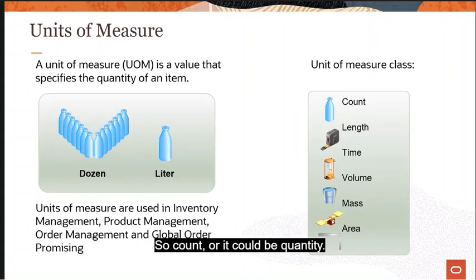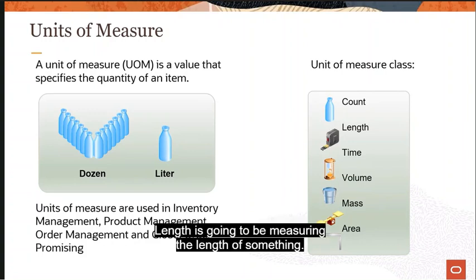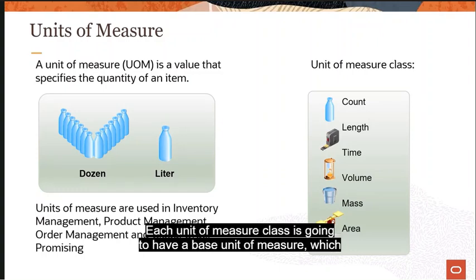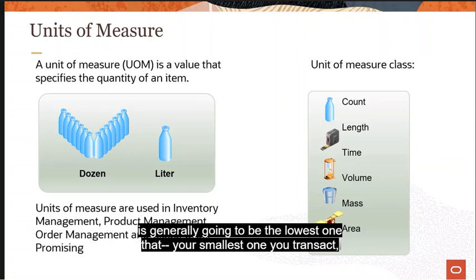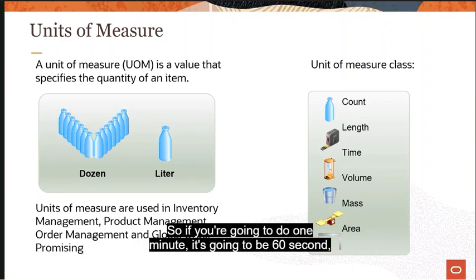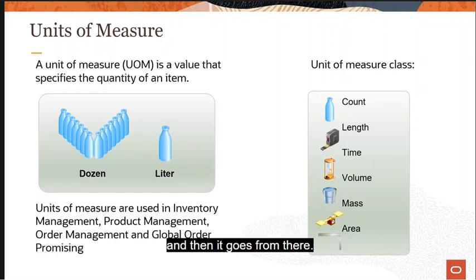So count, or it could be quantity. Length is going to be measuring the length of something. Time, volume, mass, area, weight are all options for different unit of measure classes. Each unit of measure class is going to have a base unit of measure, which is generally going to be the lowest one, or smallest one you transact, and is also what you do your conversions with. So if you, for example, are looking at time, smallest unit you're going to measure is seconds. So if you're going to do 1 minute, it's going to be 60 seconds, and then it goes from there.